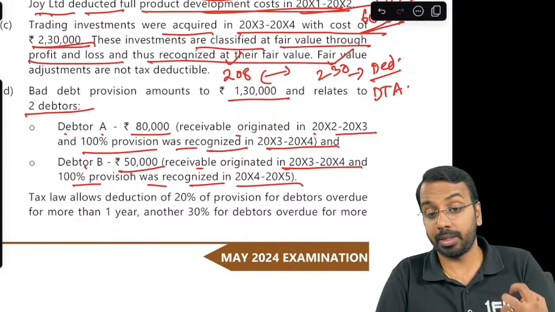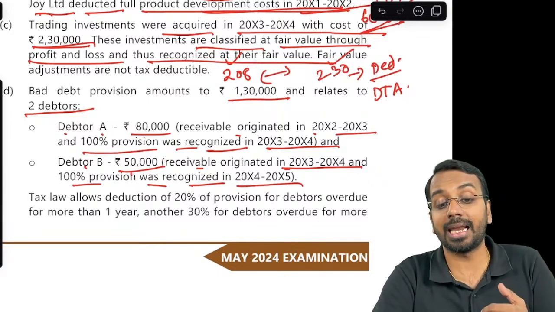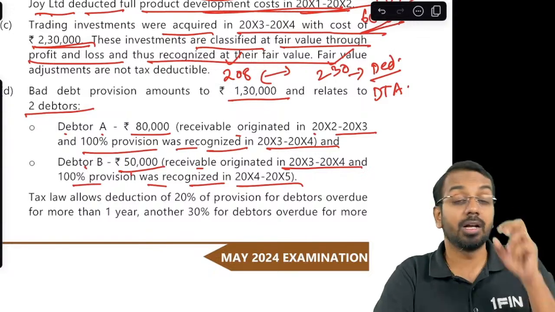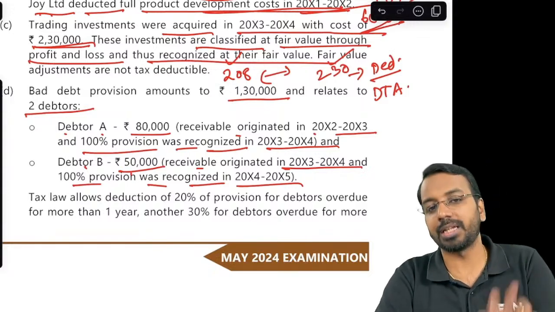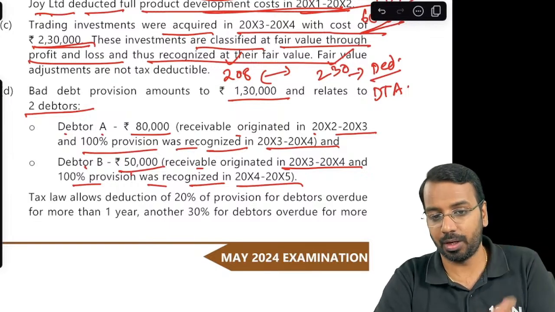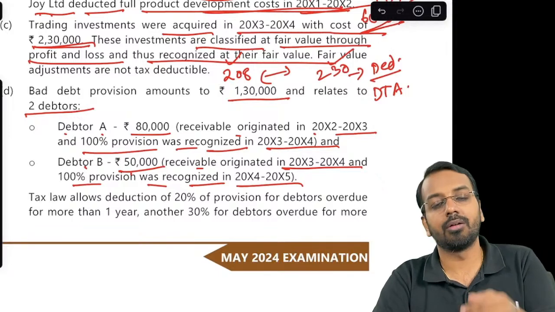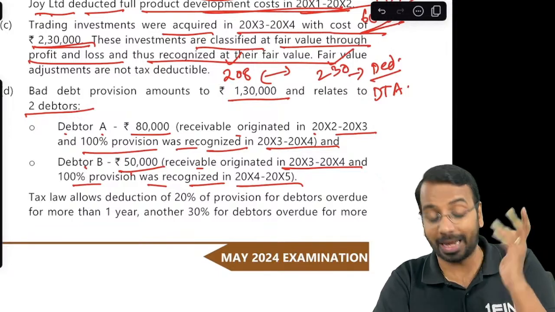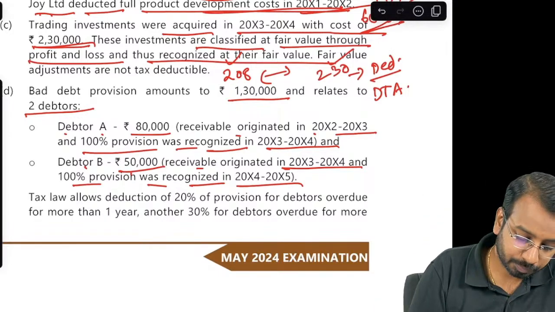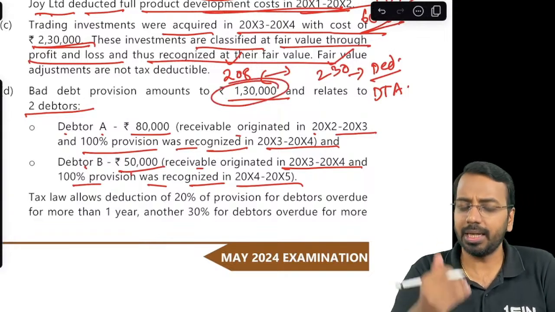So this is slightly complicated, where you also need to have a knowledge of what is allowed for tax purpose. Please understand, provision for bad debt is not allowed for income tax. For income tax purpose, you have to actually write off the debtor, and that will be the amount for the tax purpose. Okay. So provision of 130 will not be allowed.